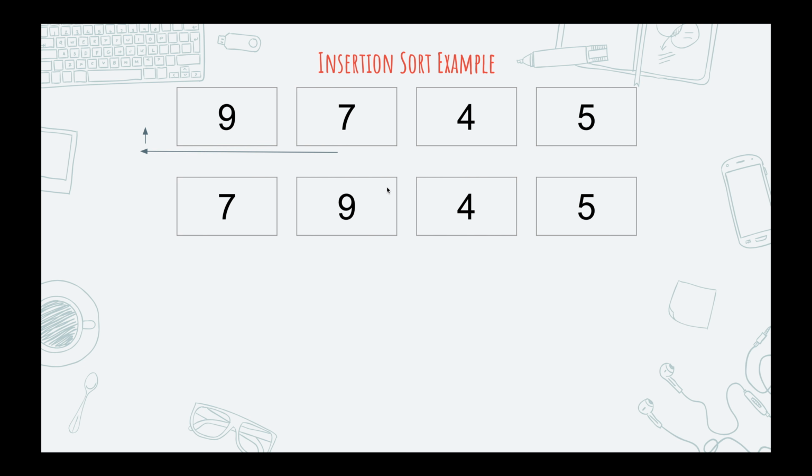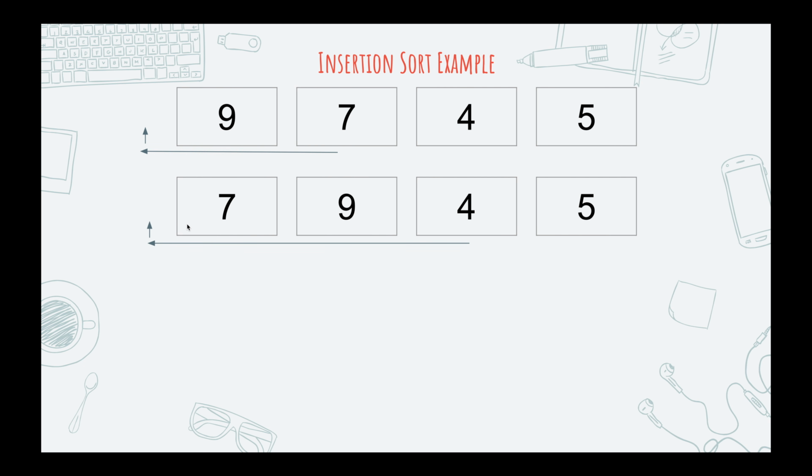Now we need to look at the next position. So since we were at the second position, or position 1, let's look at position 2. Now we need to find a location to put 4. So 4 is less than 9, so we can insert it in between 7 and 9. But let's keep going to find a more appropriate location. 4 is also less than 7, so we can insert it right before 7.